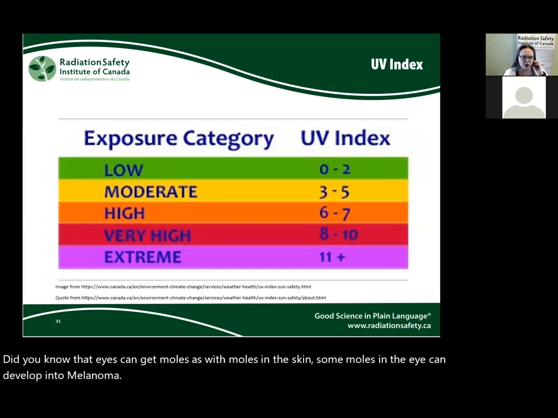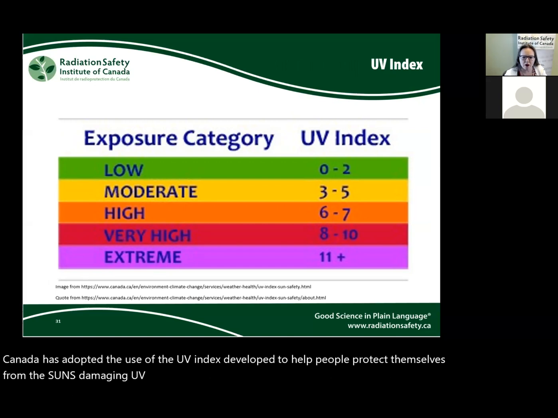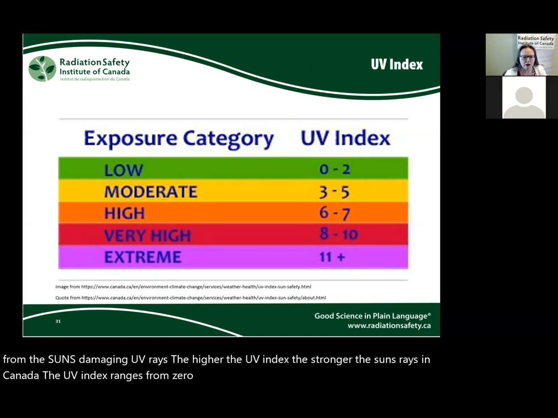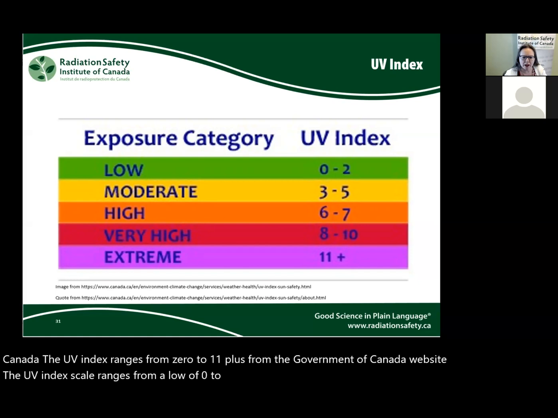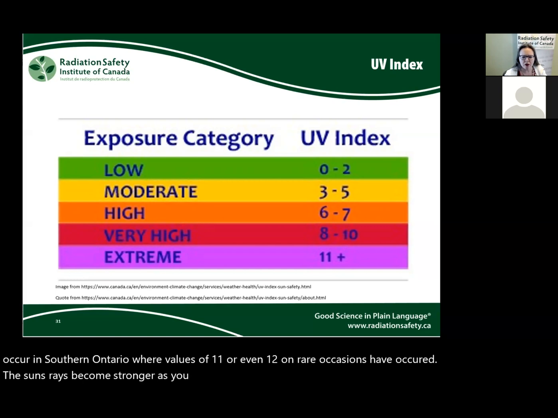Canada has adopted the use of the UV index developed to help people protect themselves from the sun's damaging UV rays. The higher the UV index, the stronger the sun's rays. In Canada, the UV index ranges from 0 to 11 plus. From the Government of Canada website, the UV index scale ranges from a low of 0 to a high of 11 plus in Canada. The highest values occur in Southern Ontario, where values of 11 or even 12 on rare occasions have occurred. The sun's rays become stronger as you move south, and in the tropics, the index can rise to 14 or higher.